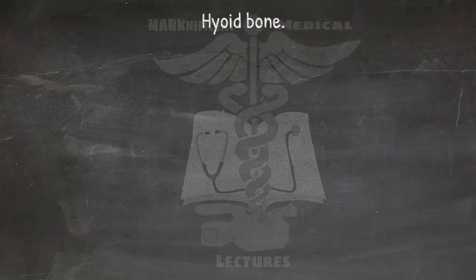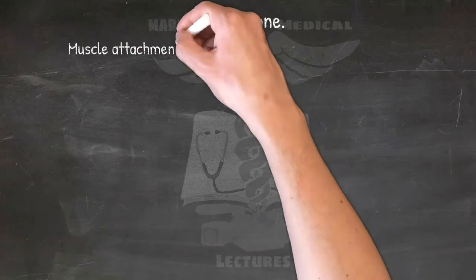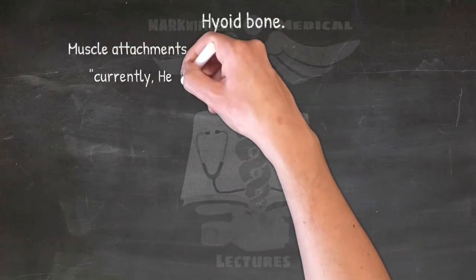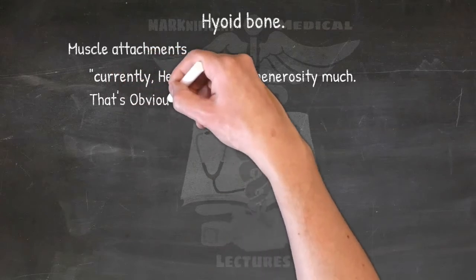Hyoid bone. Muscle attachments. Currently, he doesn't show generosity much. That's obvious, Stanley.